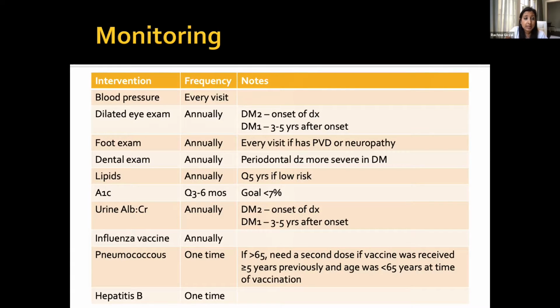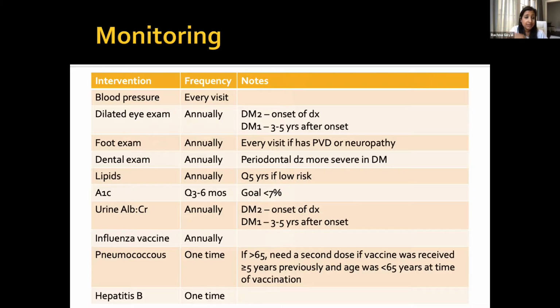Obviously, we want to do a foot exam annually and at every visit if they have signs of peripheral vascular disease or neuropathy. Annual dental exam. Diabetics tend to have more severe periodontal disease. And then lipids annually, and if they're low risk, so if you have like a 20-year-old type 1 diabetic who's pretty low risk, then probably every 5 years or so is sufficient. And then urine microalbumin to creatinine also annually. I disagree a little bit here where I'll do it for type 1s and type 2s at the onset of diagnosis just so that I have a baseline for comparison.